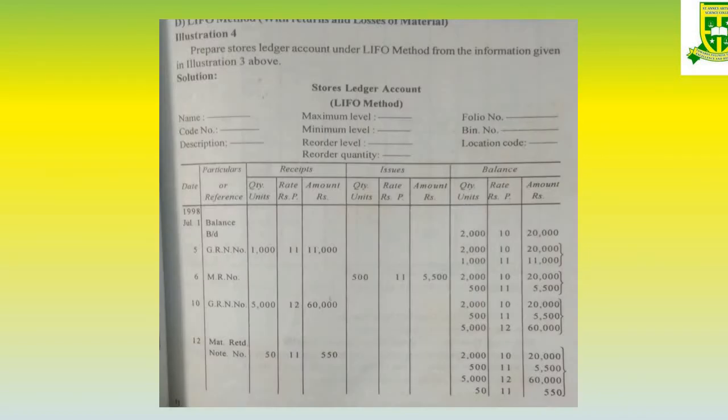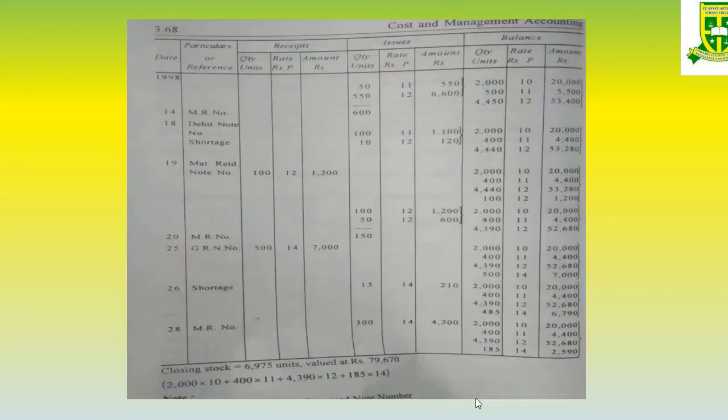From 500 units they are returning back 50 units. What is the cost of it? 11. So they have told the date. If they specify the date, we have to use the particular date value. So from 500 we are returning back 50. So 50, what is the value of that? 11. So 50 into 11, 550. So now add it back, 50, 11, 550. Totally now we have 4 stocks in hand.